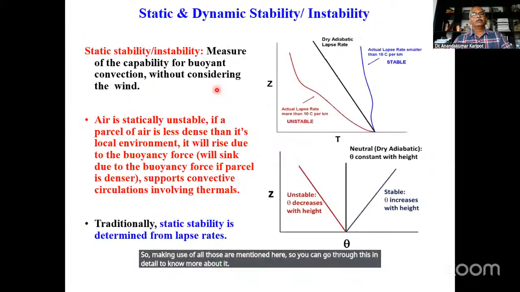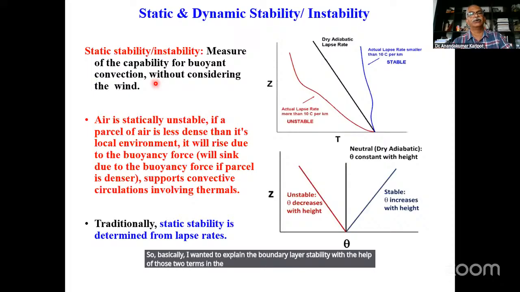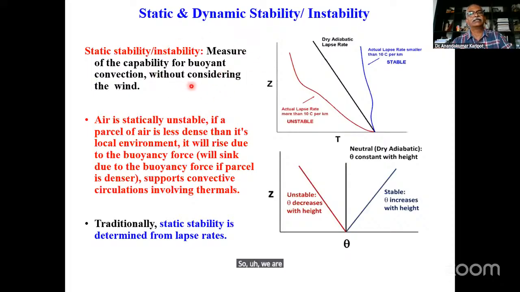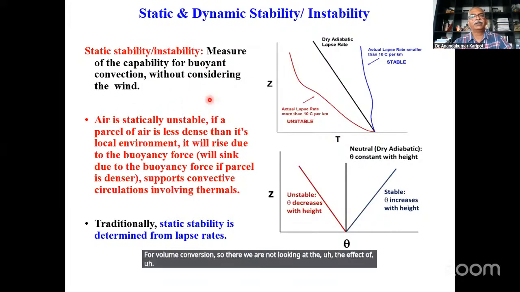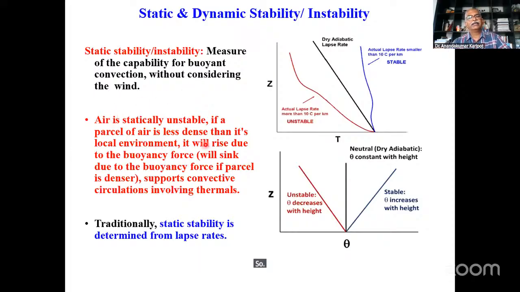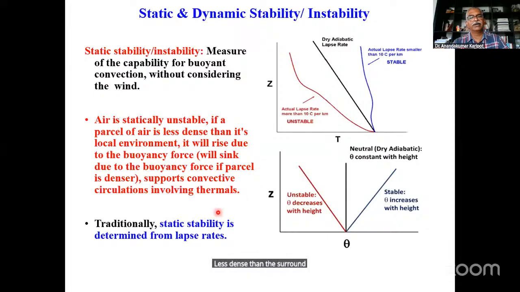So now, I want to explain the boundary layer stability with the help of those two terms in the TKE budget equation. We are all familiar with the static stability or instability of the atmosphere in general. When you look at the static stability, it measures the capability for buoyant convection. There we are not looking at the effect of wind or turbulence explicitly. If air is statically unstable, that means the air will be less dense than the surroundings and it will rise, and the other way it will sink.